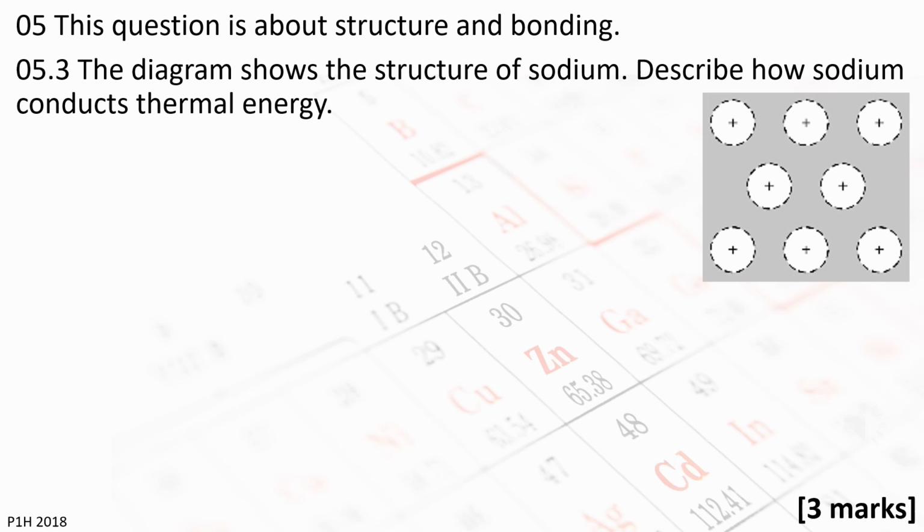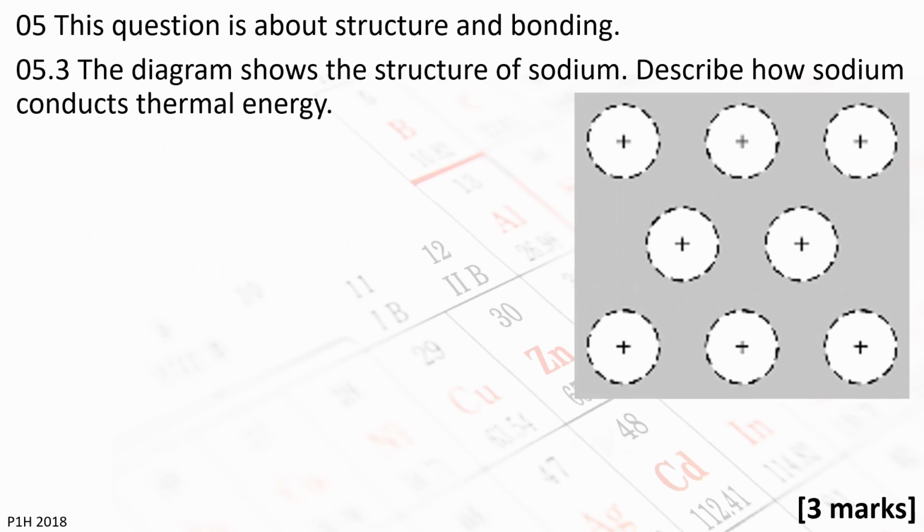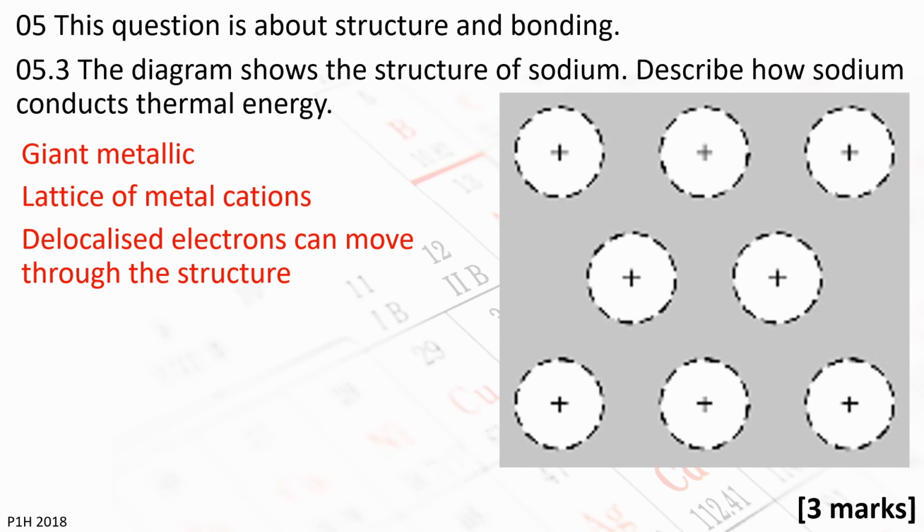Here's the final part of the question. The diagram shows the structure of sodium. Describe how sodium conducts thermal energy. Sodium has a giant metallic structure, a lattice, a regular repeating pattern of metal cations surrounded by delocalized electrons. Let's put the delocalized electrons on the diagram.